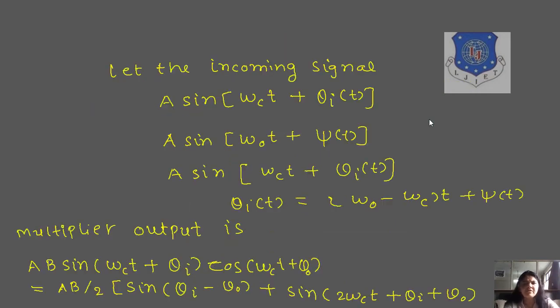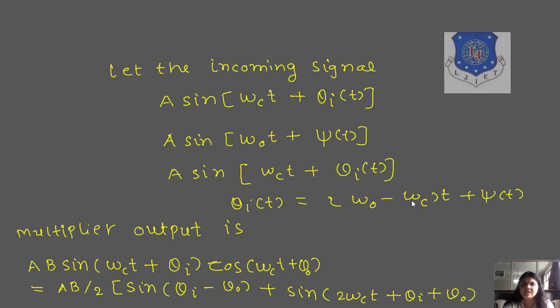Now we'll do some further analysis of this kind of PLL. Let the incoming signal be A sin(omega_c t + theta_i(t)). If there is some phase change, then this would be A sin(omega_0 t + psi(t)). But if it does not happen, then my incoming signal is A sin(omega_c t + theta_i(t)), where theta_i(t) is equal to (omega_0 minus omega_c) t plus psi(t).